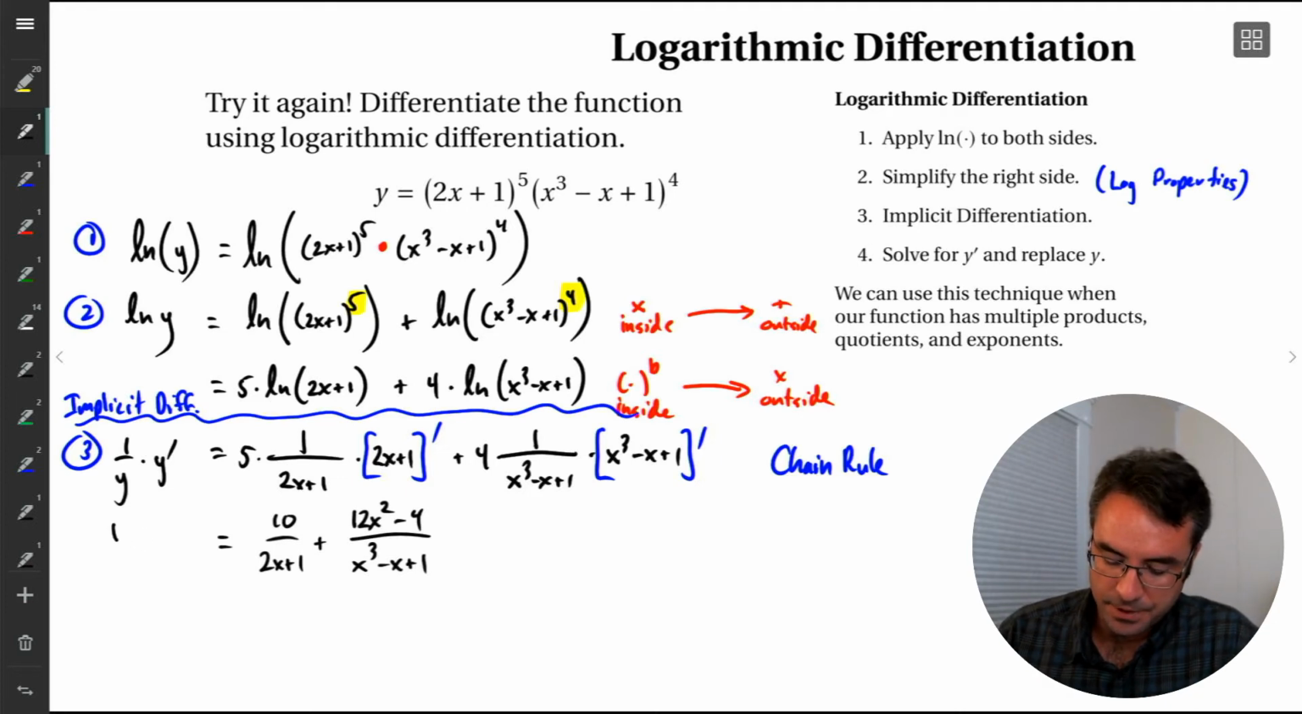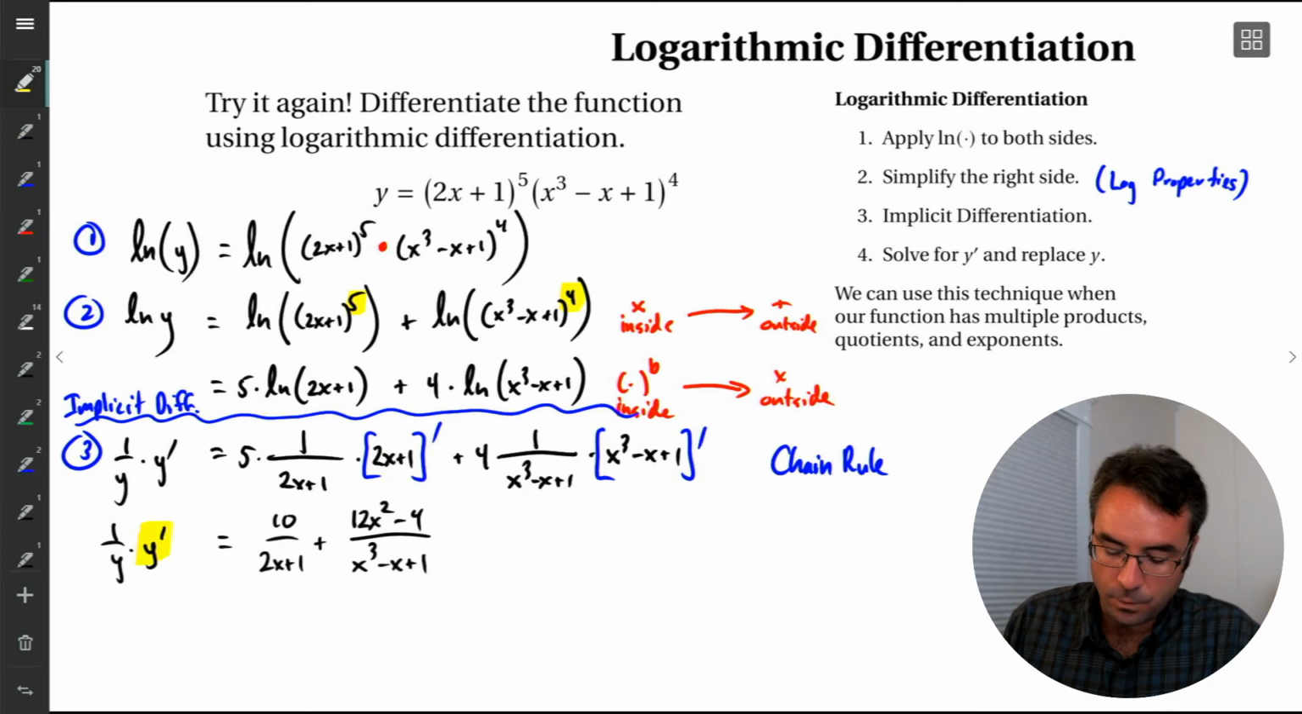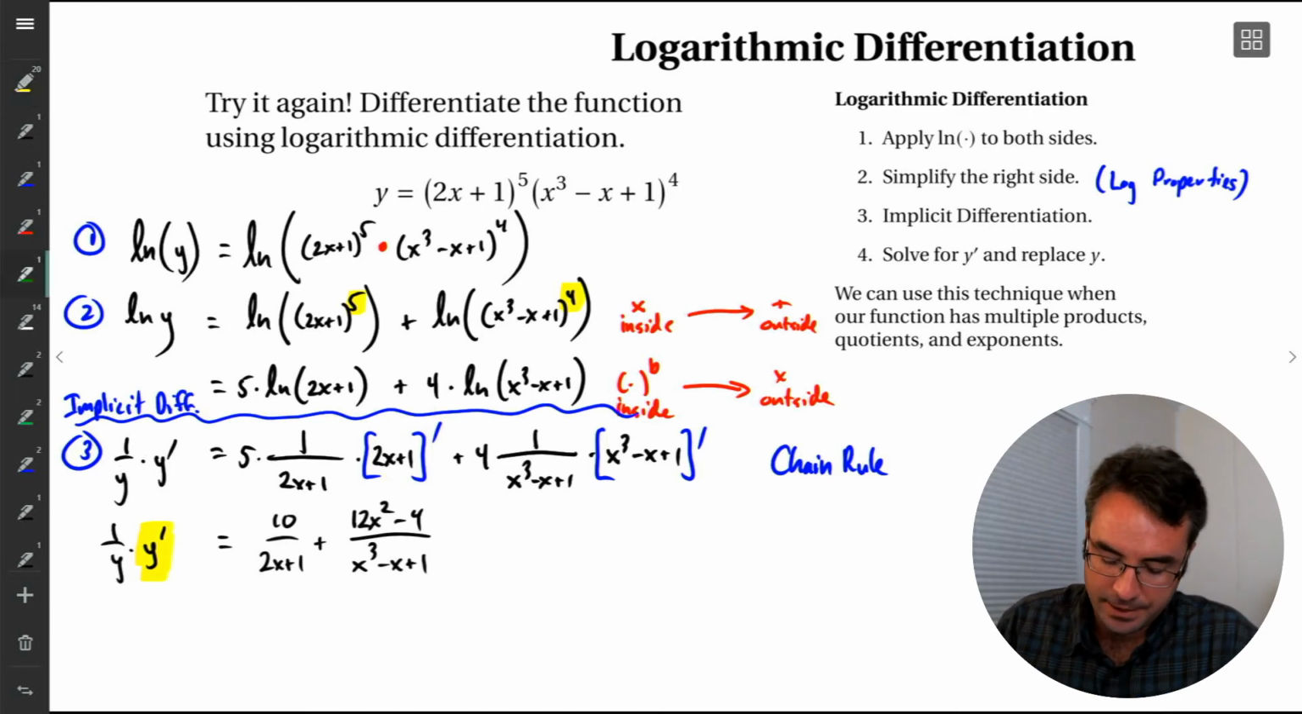And so this is equal to 1 over y times y prime on the left. And so we're done with our differentiation. And now the very last step, step 4, is we want to solve for y prime. So it's almost done for us. We just have to get rid of this y. So the way we do that is we multiply y on both sides.